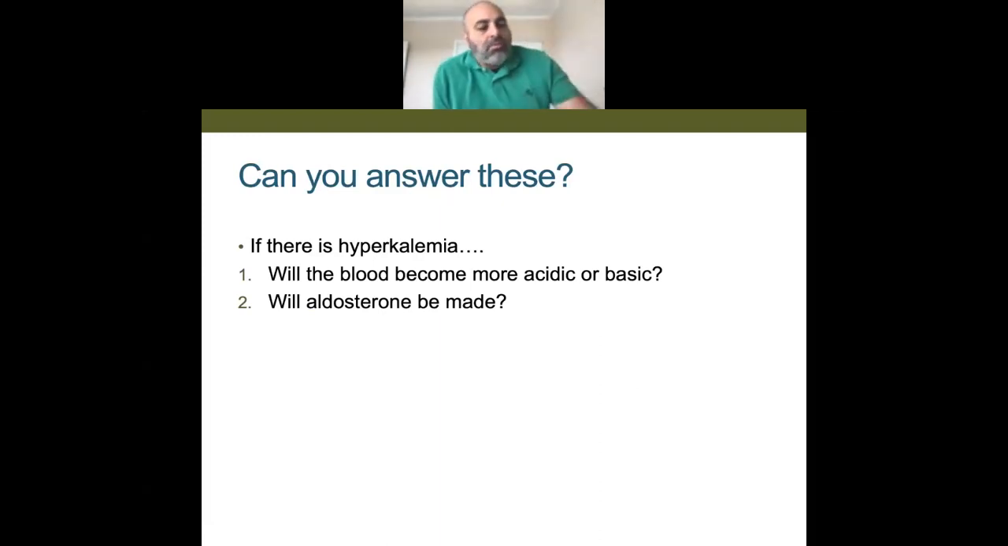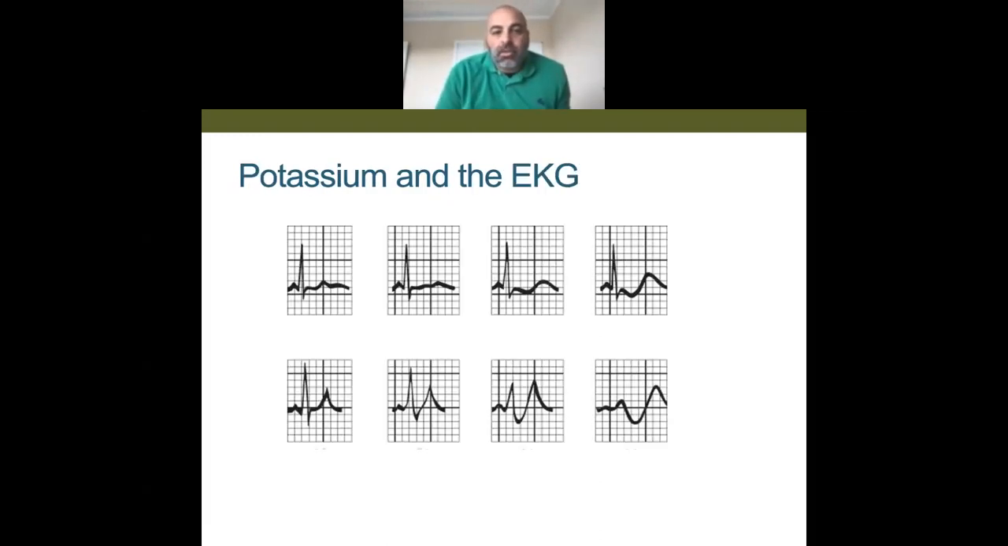Will aldosterone be made? Yes. It will produce more aldosterone to try and dilute that solute, the potassium. That's really the reason for it. It's also to get rid of the potassium. It helps get rid of the potassium through the sodium potassium pump. That's the other reason.